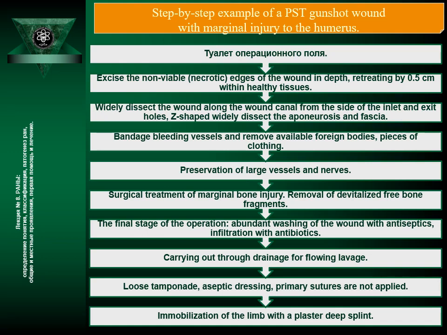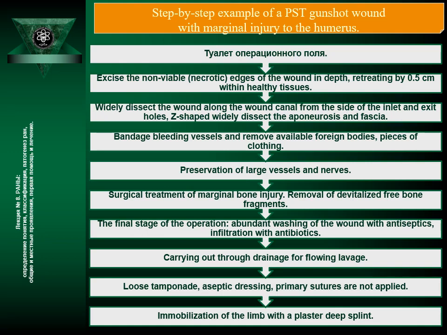In the course of the work, we may encounter foreign bodies: pieces of clothing, fragments of the wounding projectile, and earth that can get into the wound. All this will have to be removed from the wound. Then comes surgical treatment of marginal bone damage. As we assumed in our case, there is damage to the humerus, so the edges of the damaged bone are treated and non-viable free bone fragments are removed.